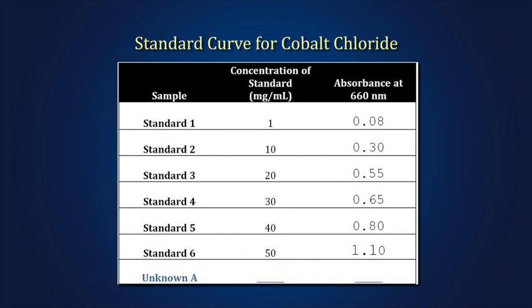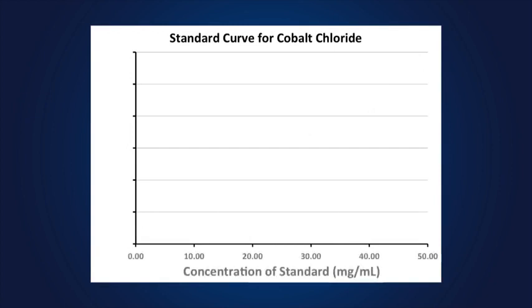All of the concentration data and absorbance values for our standards have now been collected. We're ready to construct the standard curve. Begin with a sheet of graph paper and establish an X and Y axis. Title the graph Standard Curve for Cobalt Chloride. Then label and add values to the X-axis as concentration of cobalt chloride in units of milligrams per milliliter. For this work, a scale of concentration from 0 to 50 milligrams per milliliter will work fine.